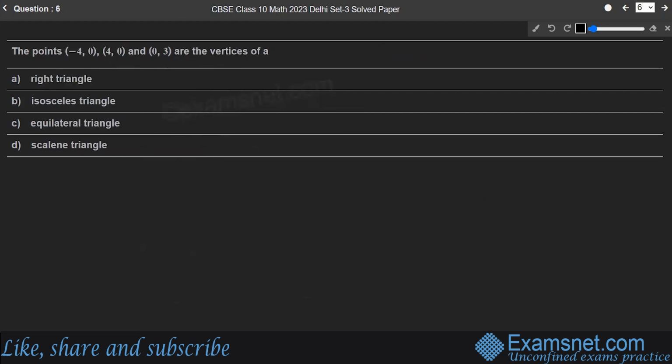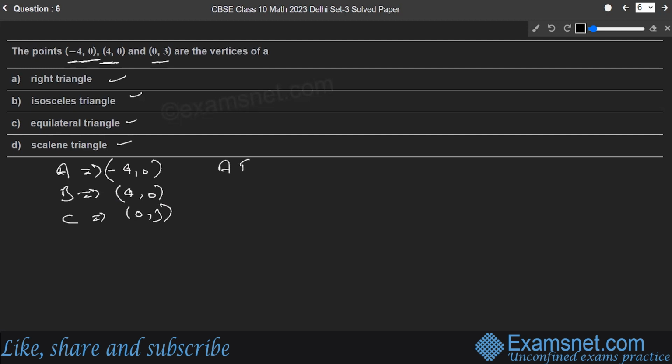Next, the points minus 4 comma 0, 4 comma 0 and 0 comma 3 are the vertices of a right triangle, isosceles triangle, equilateral, scalene, and so on. So let us write that. Minus 4 0, 4 0 and 0 3 are the vertices of which particular triangle. Let us assign these points some variable names. Let A be minus 4 comma 0, B be 4 comma 0, and C be 0 comma 3. These are the three points we have assigned. Now let us start finding the distances, because only the distances can indicate which particular triangle it is.